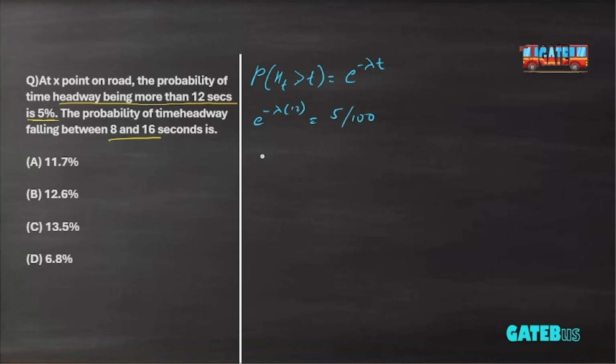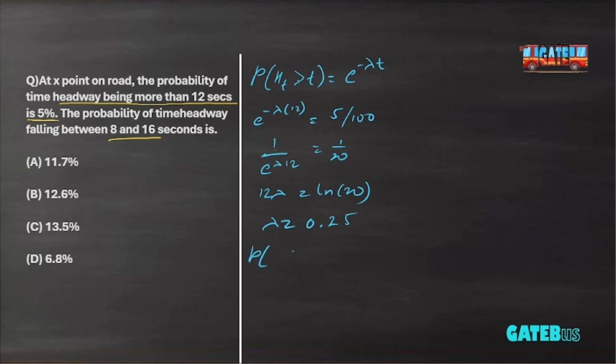So e power minus lambda 12 is equal to 5 by 100, that is 1 by 20. For converting e into log, we get 12 lambda as ln 20. So we'll get lambda as 0.25.